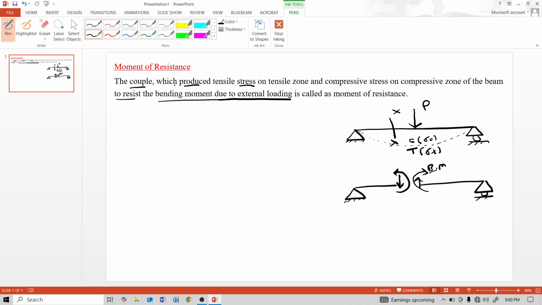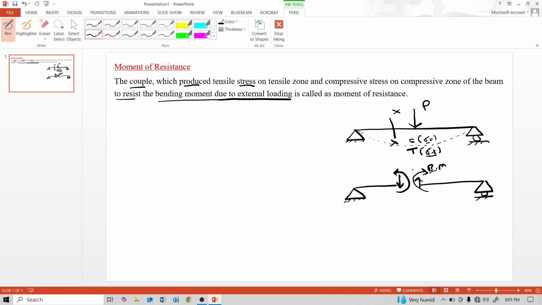So see the definition: the couple, this is the bending moment, this rotation is the couple which produces tensile stress sigma T on the tensile zone and compressive stresses on the compressive zone of the beam to resist the bending moment due to external loading. So these compressive stresses and tensile stresses are generated to resist this bending moment.